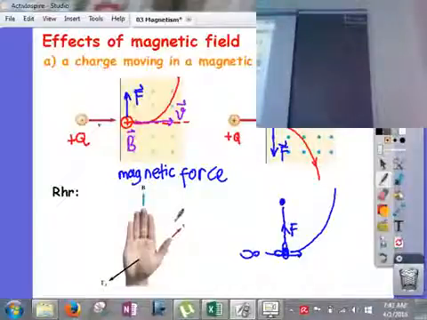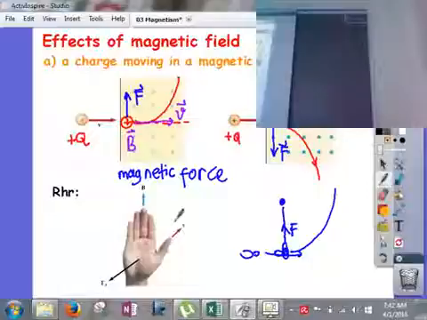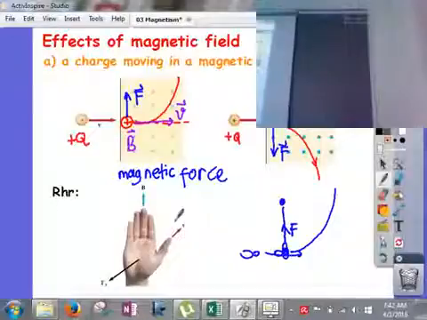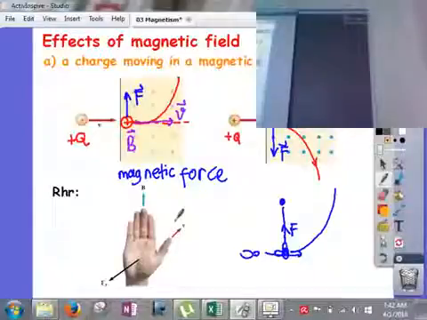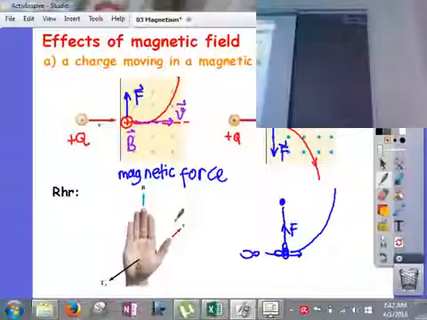Our thumb is V, like this, and our index finger is B, going inside the paper, and then F is the middle finger. In this case, this is V, this is B, and this is F. F is downward. Okay, got it?